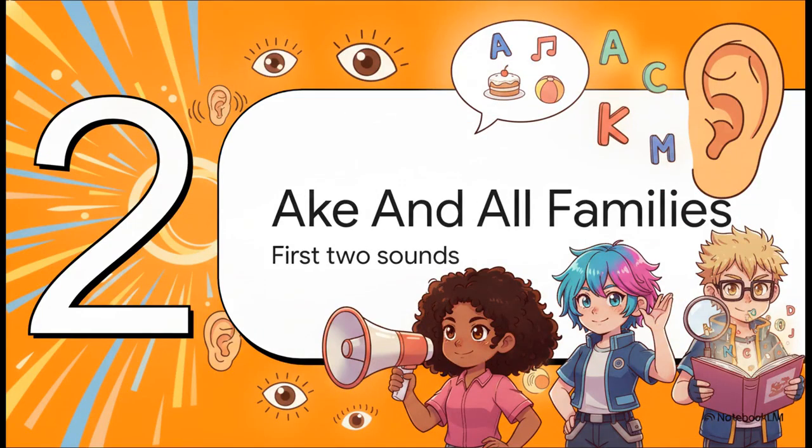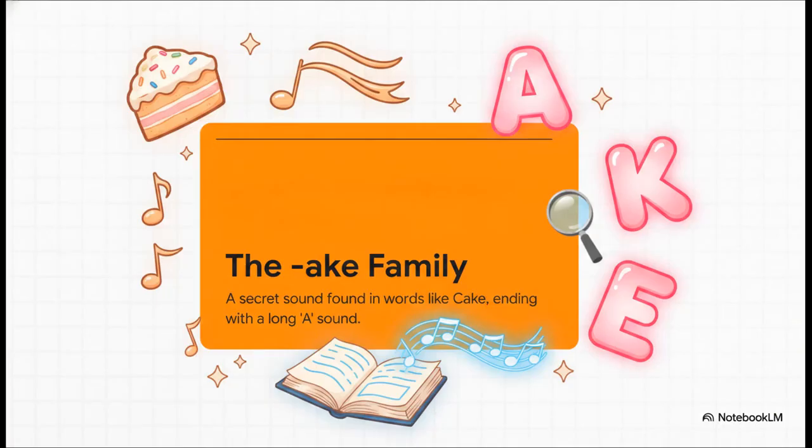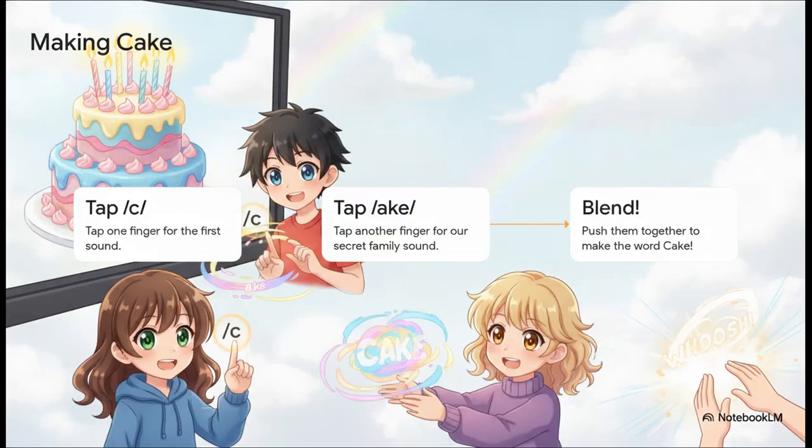Moving right along to section 2, the ache and all families. We're investigating our first 2 sounds. Now, what's really interesting here is our very first core building block, the ache family. This is a secret sound ending with a long A sound, exactly like you hear in the word cake. Let's imagine a huge, beautiful birthday cake. I want you to literally tap out the sounds with me right now.